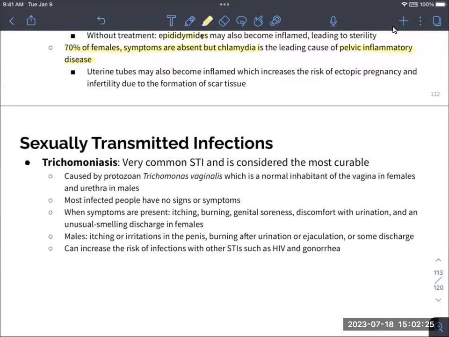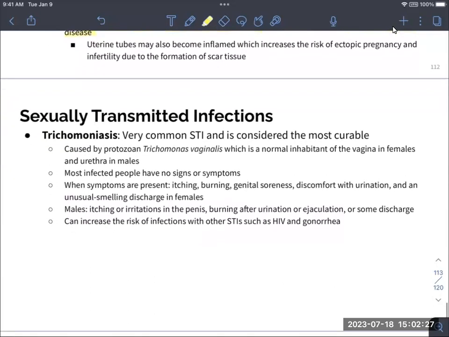Trichomoniasis. This is another very common STI, and it is the most curable. It comes from a protozoan, Trichomonas vaginalis. This is a normal inhabitant of females and males, but it starts to grow out of control. Something impacts the area, causing this to grow out of control.